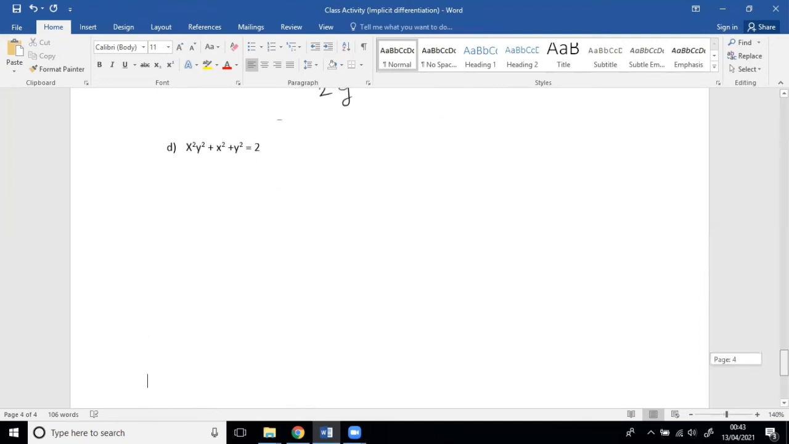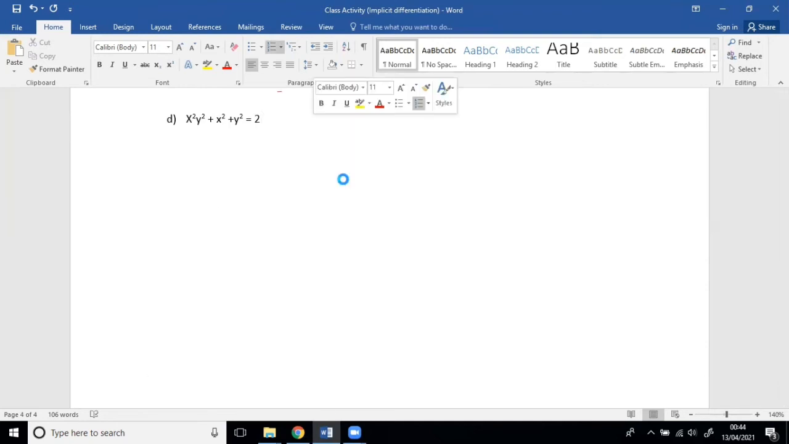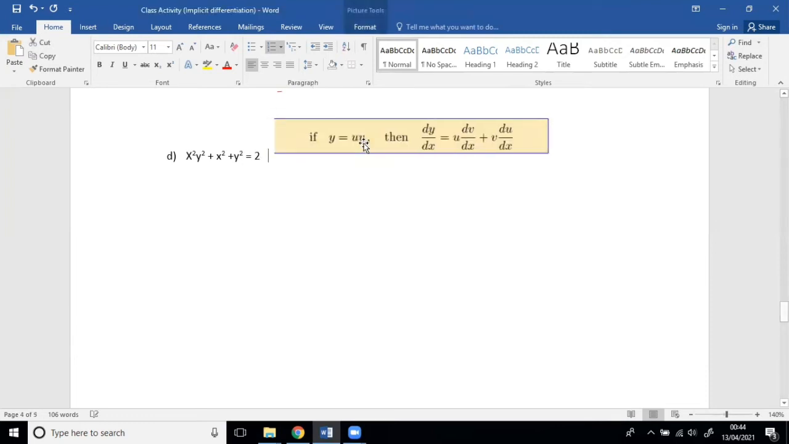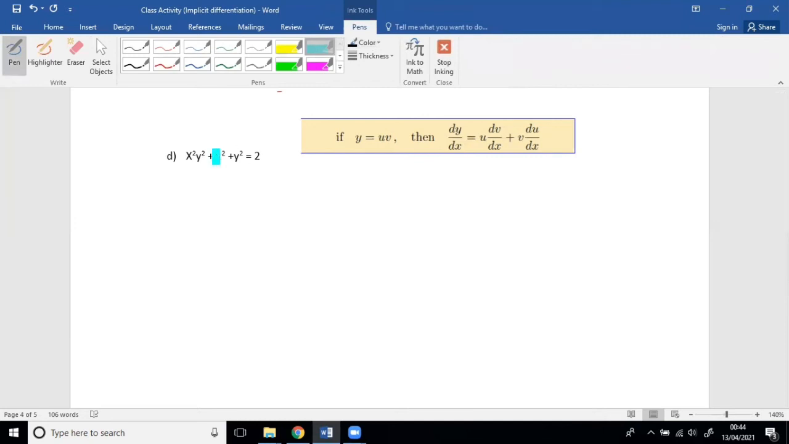And in here, I'm going to use product rule to tackle implicit differentiation. So I need to differentiate x squared y squared plus x squared plus y squared. What I'll do in here is differentiate x squared y squared first, and once I have my answer, I'll write it down, and then I'm going to continue to differentiate the rest of them.